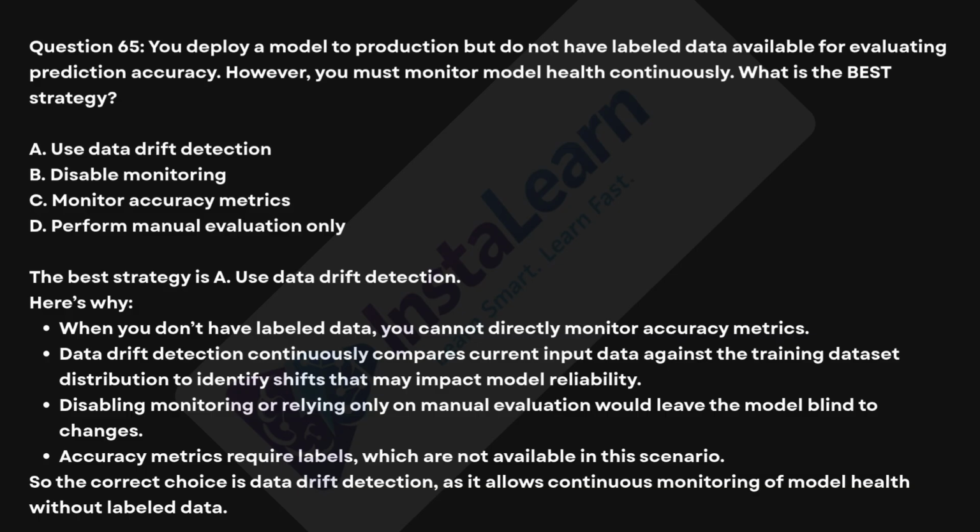The best strategy is to use data drift detection. Here's why. When you don't have labeled data, you cannot directly monitor accuracy metrics. Data drift detection continuously compares current input data against the training dataset distribution to identify shifts that may impact model reliability. Disabling monitoring or relying only on manual evaluation would leave the model blind to changes. Accuracy metrics require labels, which are not available in this scenario. So the correct choice is data drift detection, as it allows continuous monitoring of model health without labeled data.